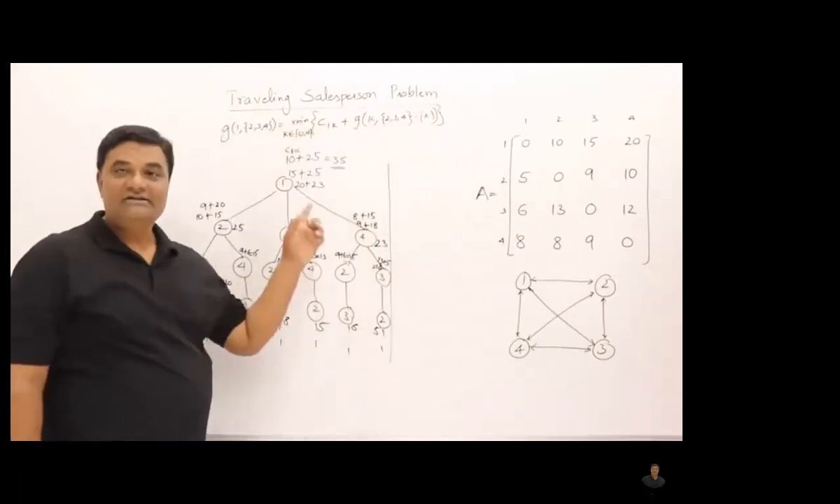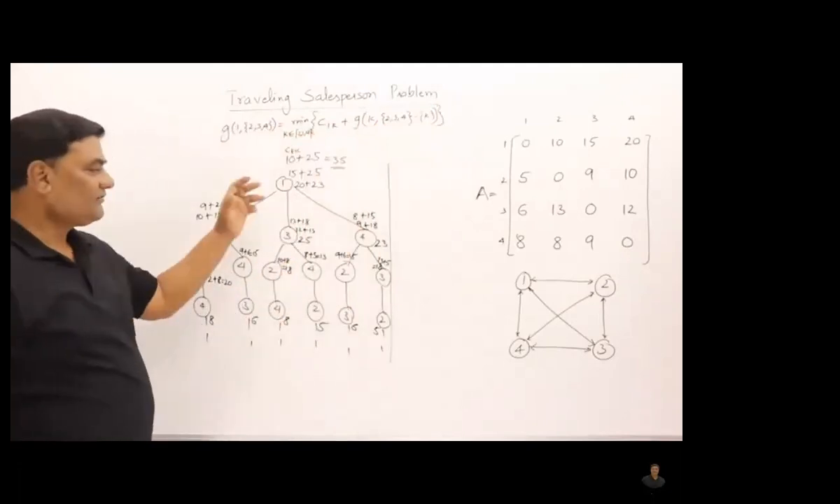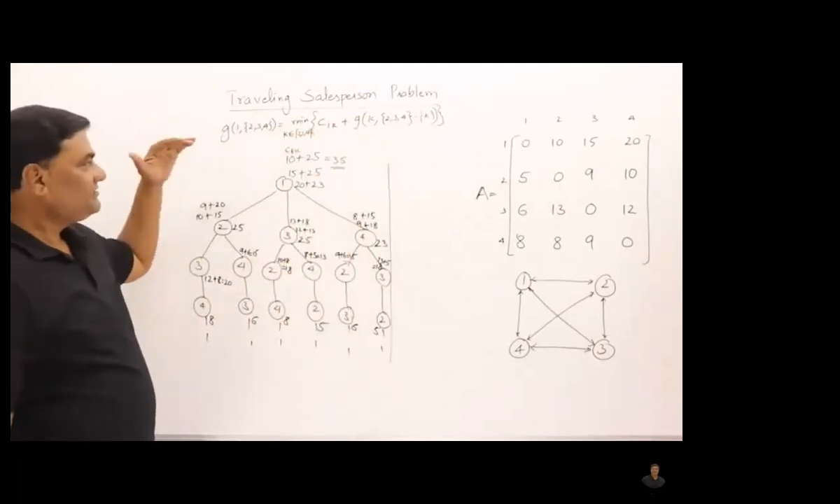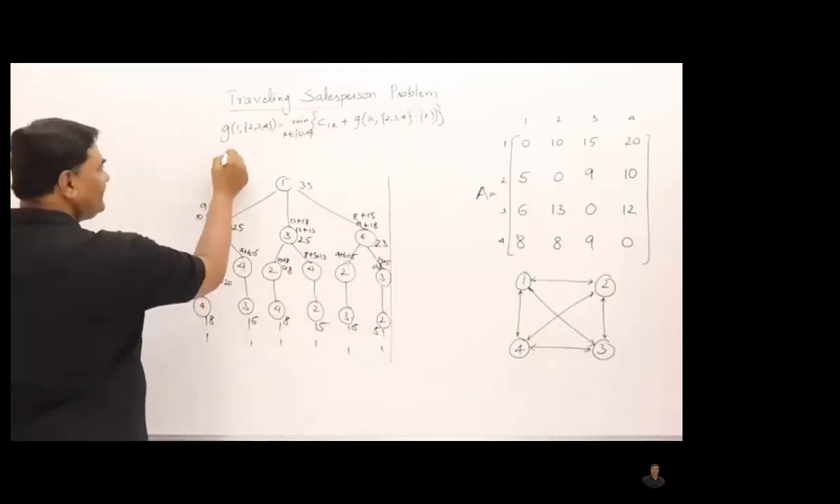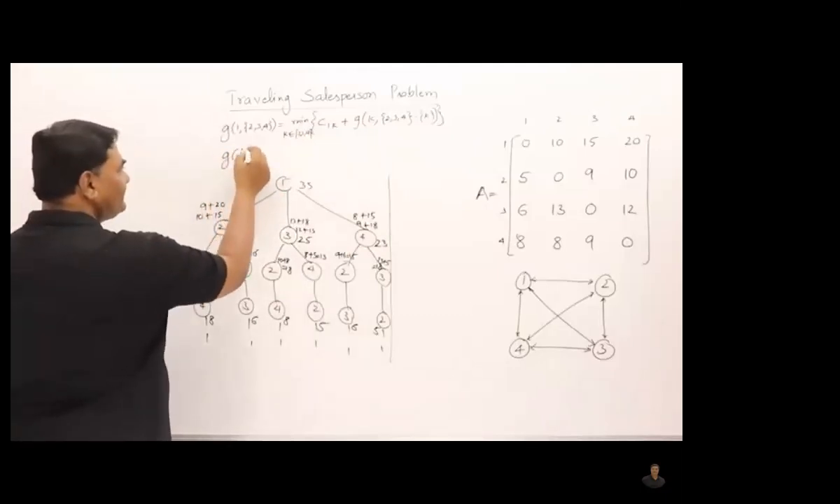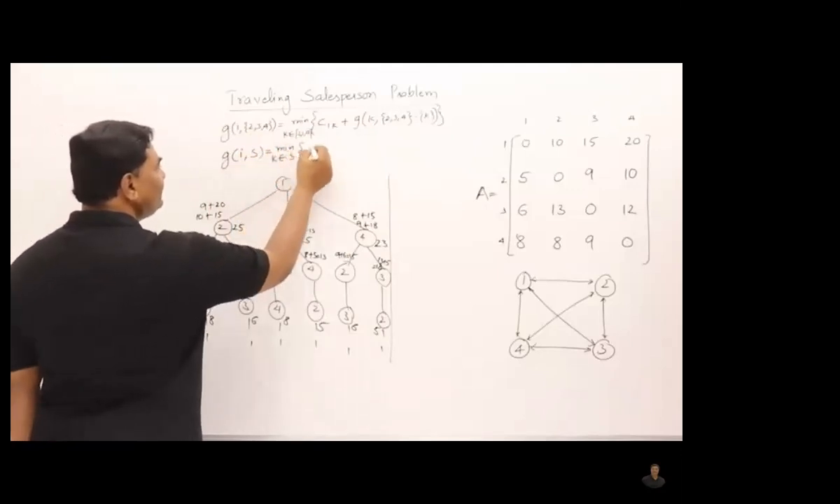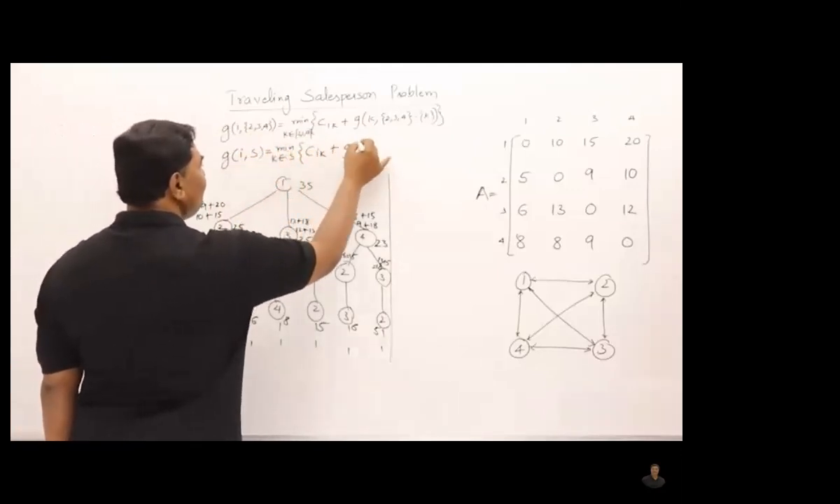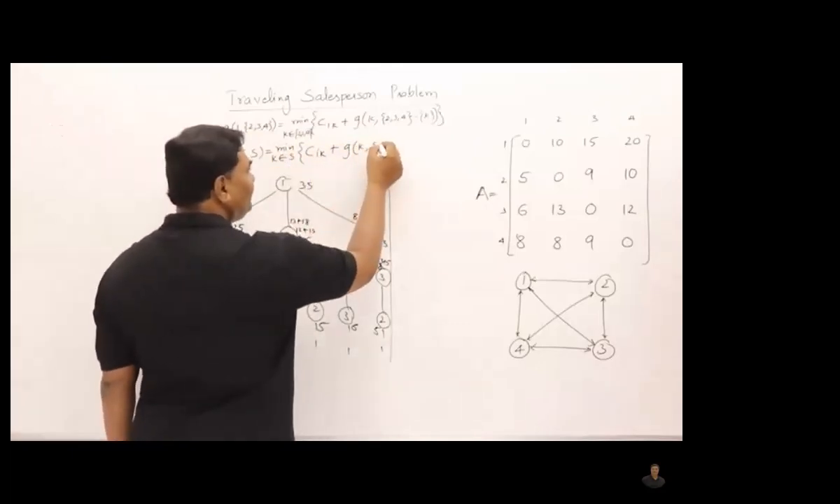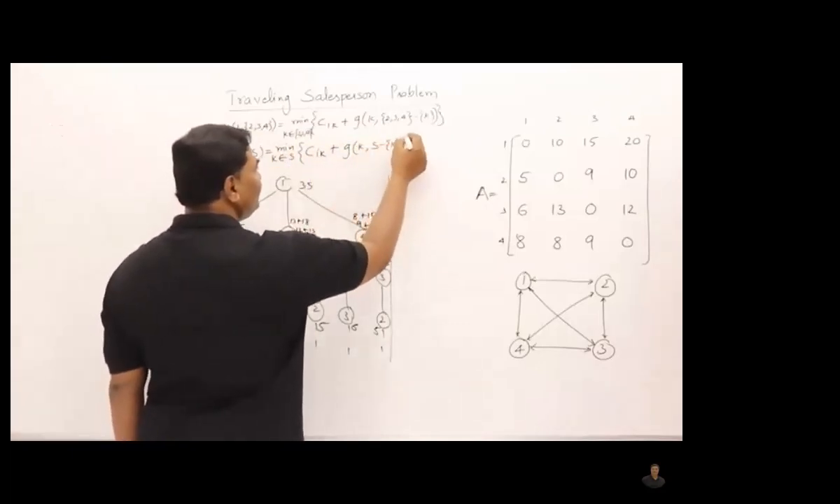This is the formula for 1 as a starting vertex, right? And there are a total of 4 vertices. Now if I write the general formula, I'll just remove this. G cost of i, some starting vertex, to a set of vertices is the minimum over k belonging to this set of vertices of C of i to k plus the cost of k to the set, and from this set I should subtract this kth vertex. This is the formula.